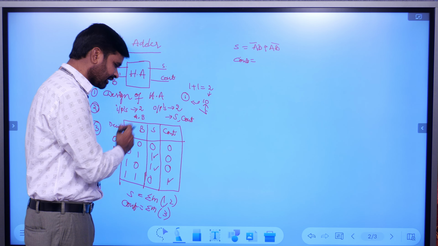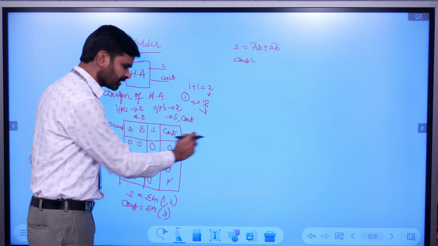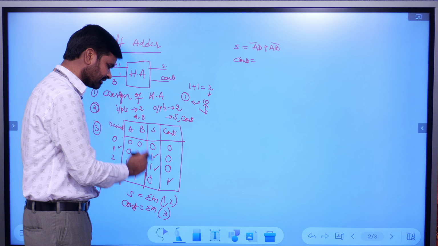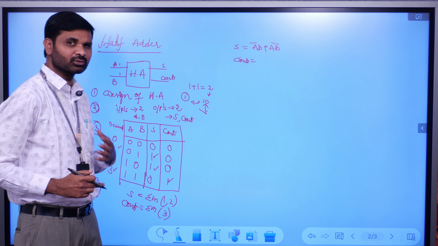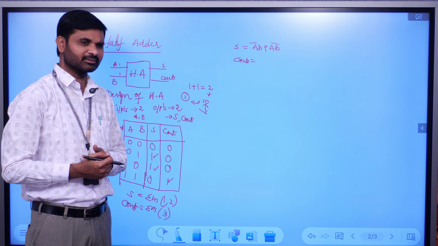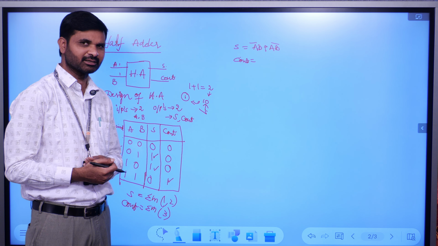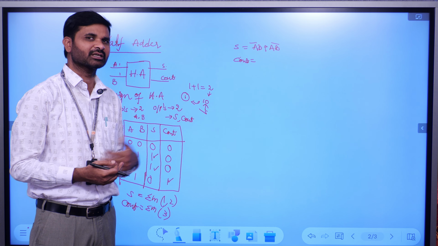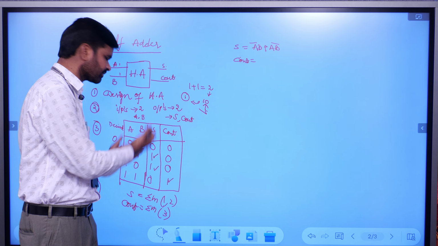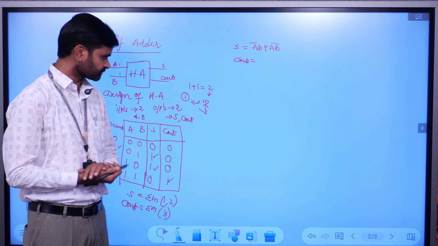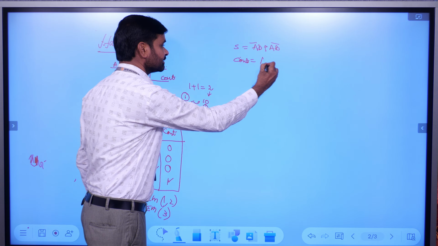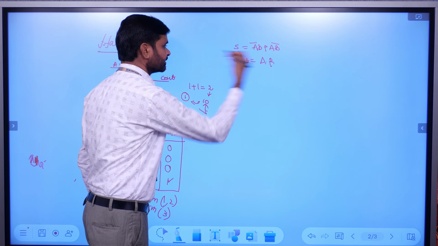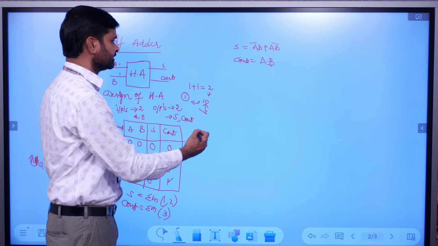If the truth table has more input combinations and more output combinations, and the outputs will be represented in terms of more input combination literals, then definitely we have to go for an optimization technique, which is very famous in digital circuit design, that is the K-map technique. It's a graphical algorithm which is used to optimize the Boolean expressions of logic circuits. So Cout is equal to 1 and 1, so definitely A and B. So this is the Boolean expression derivation.